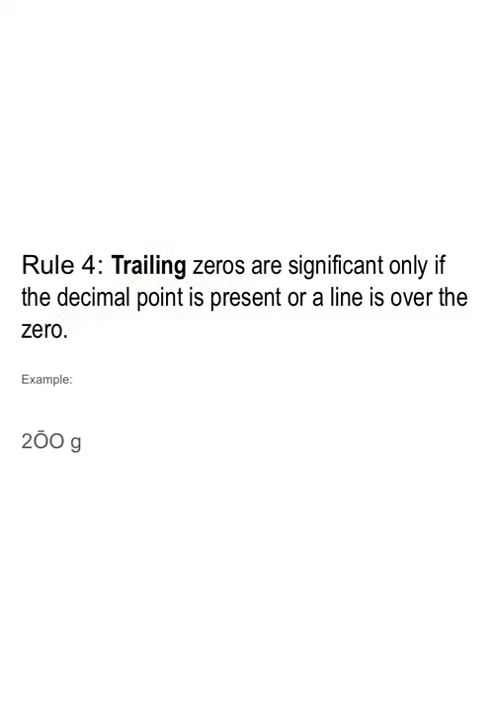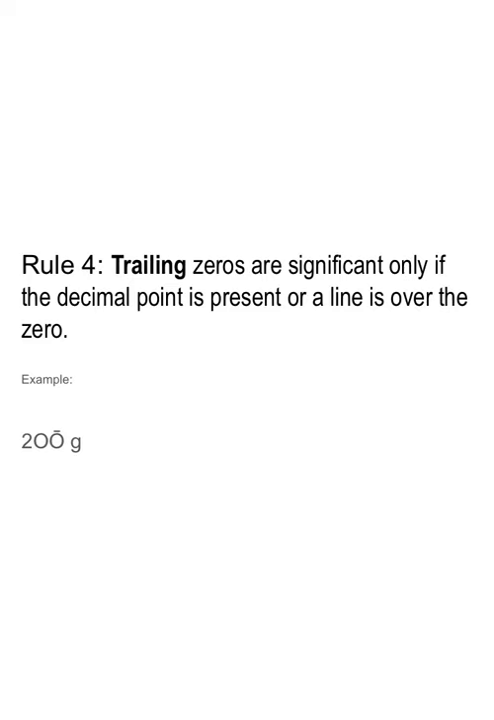In our next example, though, we do have a line present over the first 0. If there's a line over a 0, that trailing 0 is significant. So we have 2, it's not 0, so it's automatically significant. The first 0 has a line over it, so it's significant. And then the last 0 is a trailing 0, and there's no line present over the top of it, and there's no decimal point in the number, so here we have 2 significant figures.